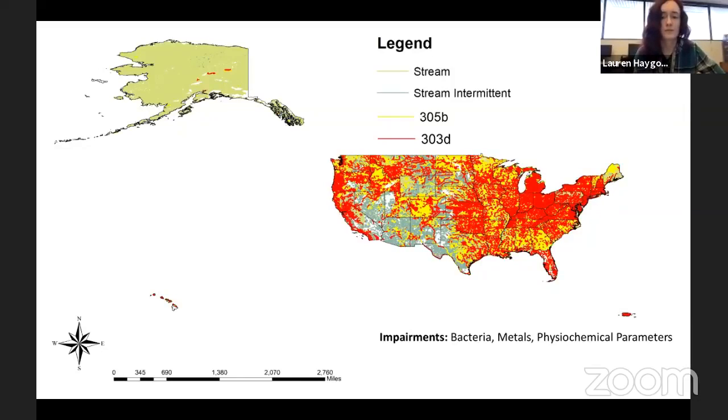And then 303D waters are waters that pose threats to aquatic life or to humans as far as recreation or drinking water. Basically, if you look at the US, we have a lot of red for the 303D that would pose threats to aquatic life and or to humans. The main categories of impairments that the EPA lists are bacteria, metals, and physiochemical parameters.